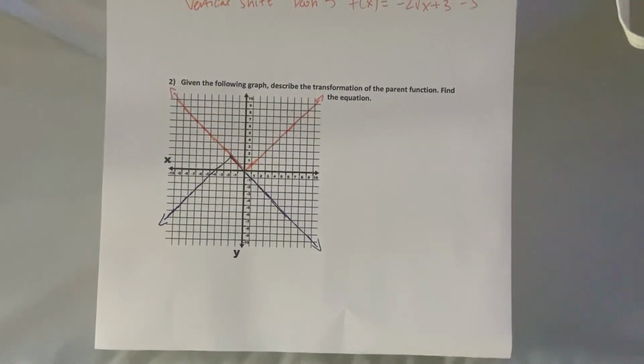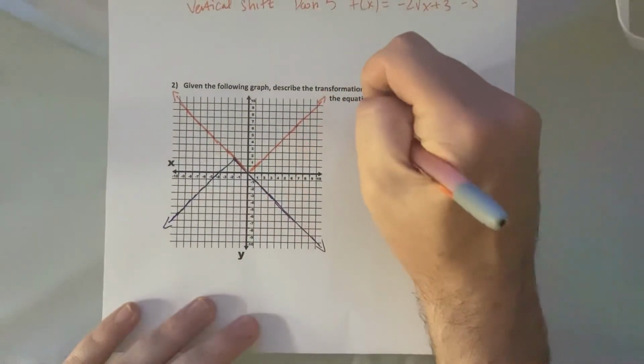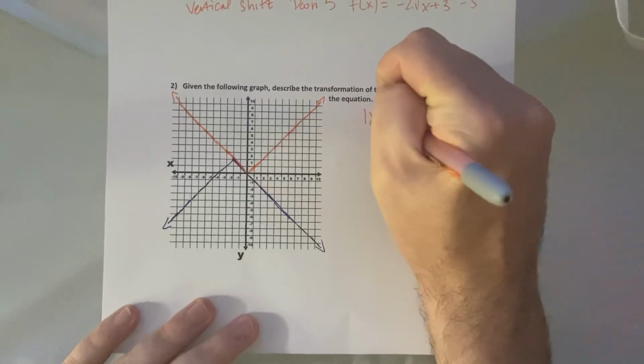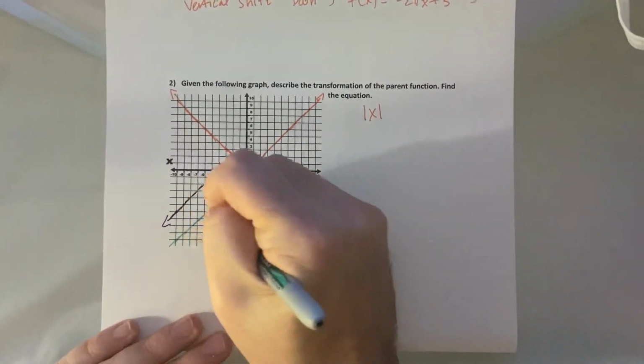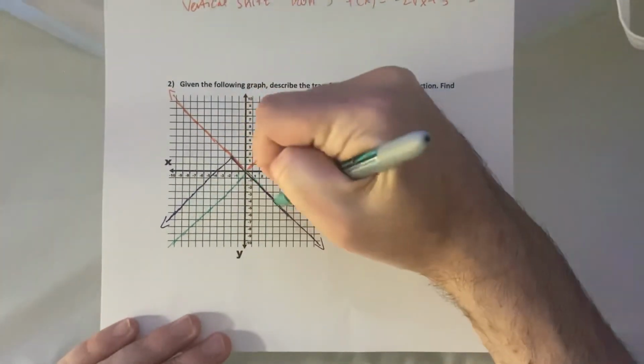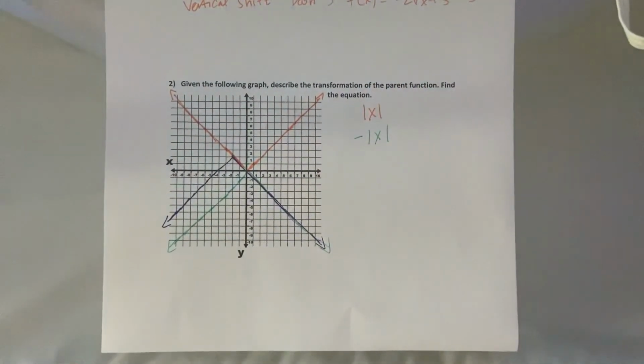the first thing I'm looking at is a reflection. Do I have some kind of reflection? Yes, it looks like I need to reflect downward. So in order to do that, if we reflect downward, let's see what happens. We have this thing. So this is negative absolute value of x.